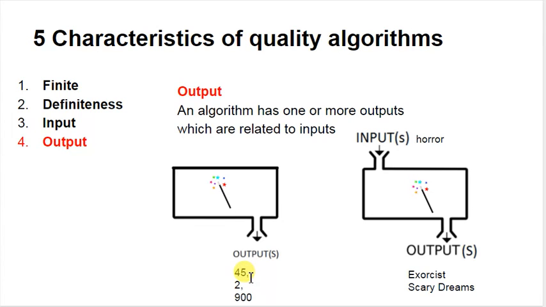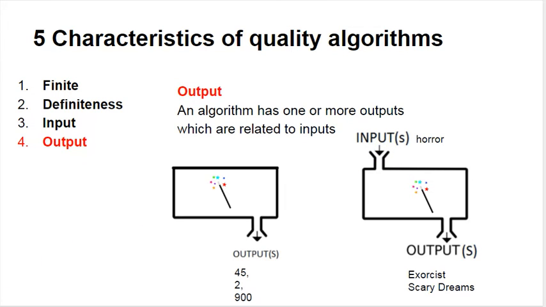So here, maybe the first time it produced a 45, then a 2, then a 900. The other case, right? Let's say you do have some inputs, and let's say my input is horror. Well, the output could be the movies that it recommends: Exorcist, Scary Dreams. So in this case, the algorithm has outputs that are related to the input.